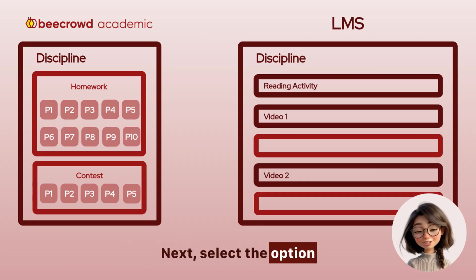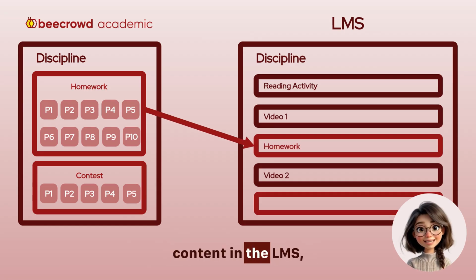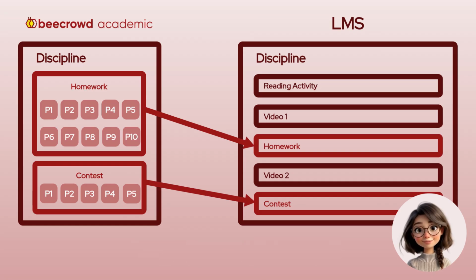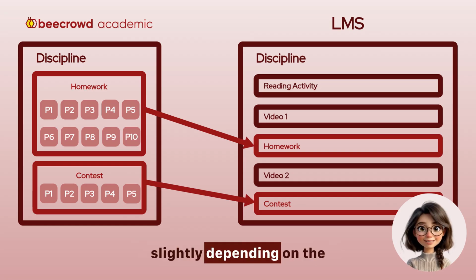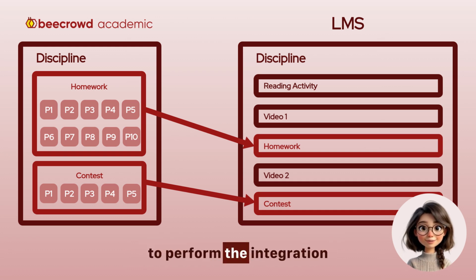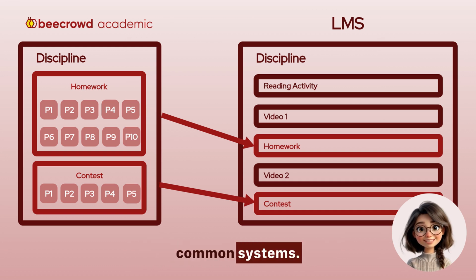Next, select the option to add external tool content in the LMS. Choose beecrowd and select the desired activities. This process may vary slightly depending on the LMS system used. Below, we demonstrate how to perform the integration in the three most common systems.